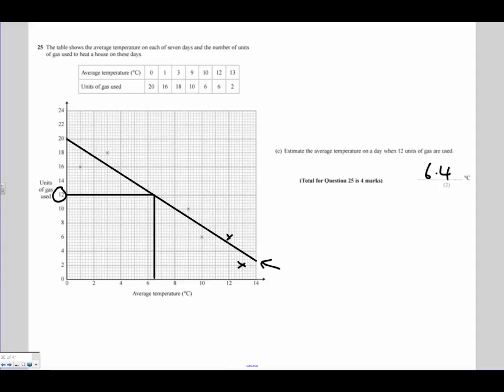Because the line of best fit is different for everybody, they will in the marking schedule give you a mark for any temperature between 5 and 7 degrees C, providing you've shown that you've used your line of best fit to get that reading.